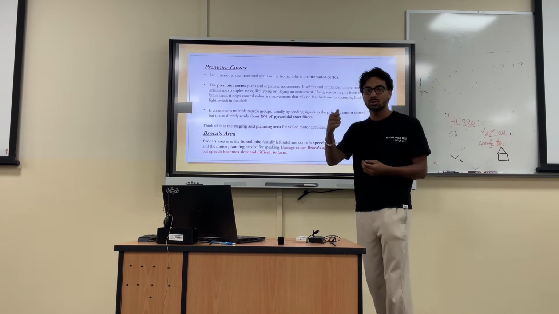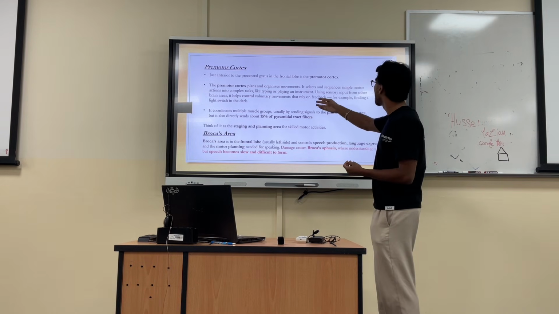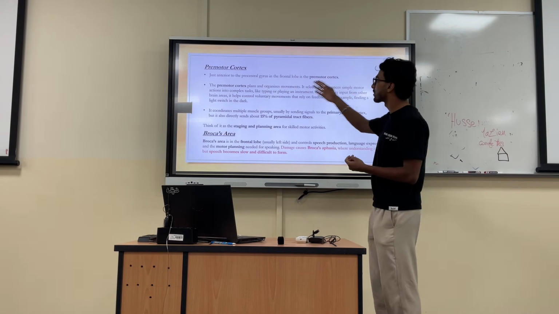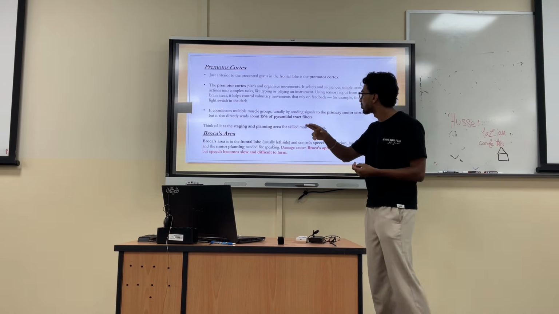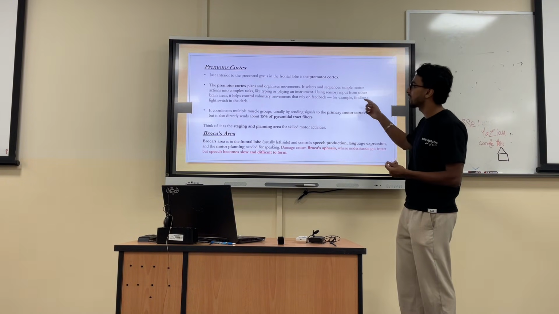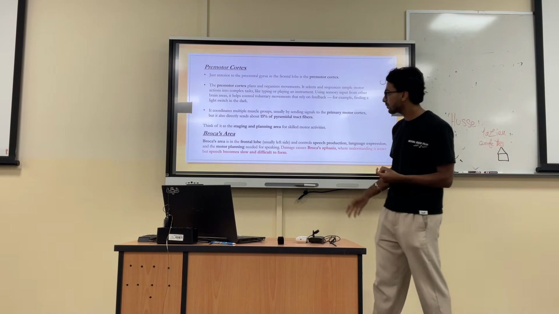This is where the premotor cortex comes into play and helps you turn the sensory input from another brain area. It helps to control the voluntary movements that rely on feedback, for example, finding a light switch in the dark.